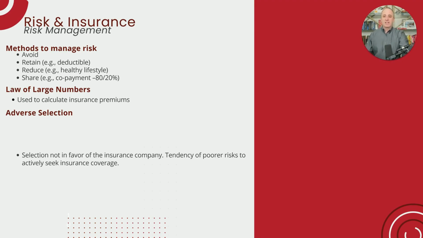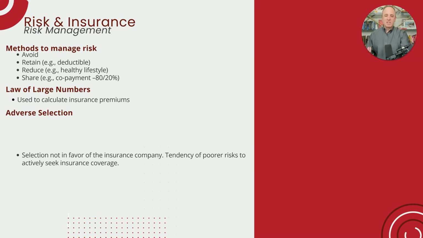And then sharing the risk. This is, in health insurance a lot, where you hear about co-payments or co-insurance, where it's an 80-20 or a 70-30 plan. And what that means is that you're taking on 20% of the risk. So whatever happens, you're responsible for 20%, and that insurance company is taking on 80%.